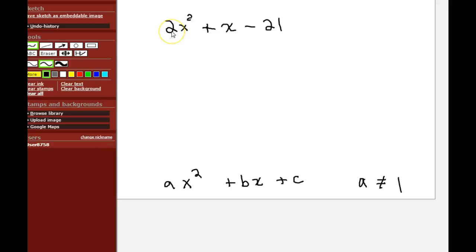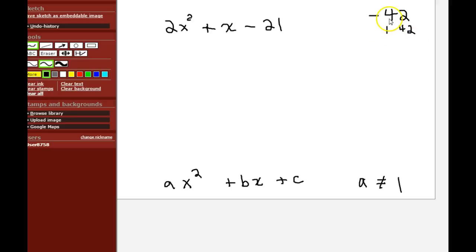A is not equal to 1, so what you first do is take your a times your c and multiply them together. That is 2 times negative 21, which is negative 42. Now we have to figure out what two numbers multiply to negative 42 and add to 1. I like to go really slowly with this, so I always start with the lowest numbers. I go with 1 and 42. For this to be true, one has to be positive and one has to be negative. The difference has to be 1, so this is just way too far.